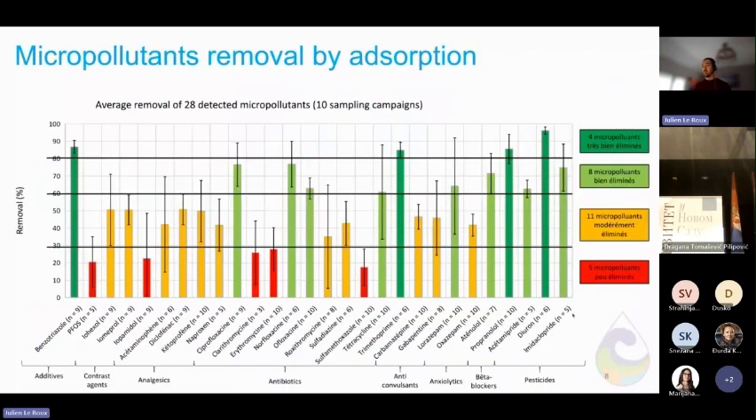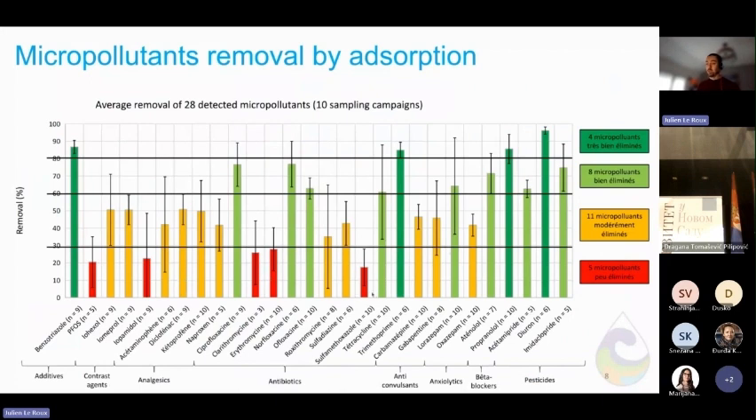A few results of these 28 micropollutants. As it was shown in the first PhD thesis, there was a good removal for a few compounds at the carbon dose that was used in the pilot, but a few molecules were also recalcitrant. So it's always the same.